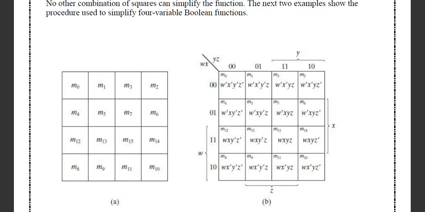Here we divided this section: on one side we have W and X, and on the other side we have Y and Z, ordered 0, 1, 3 and 2, then again 0, 1, 3 and 2. That's how we divide the K-map, and after generating this K-map we can easily solve our mathematical functions.